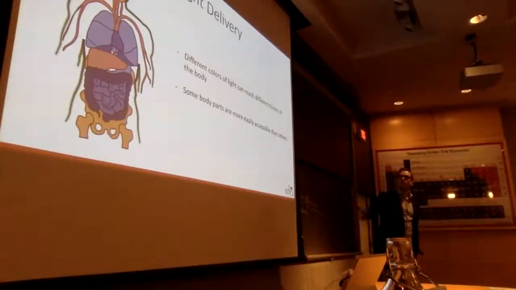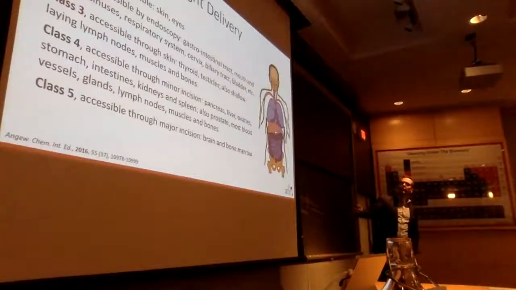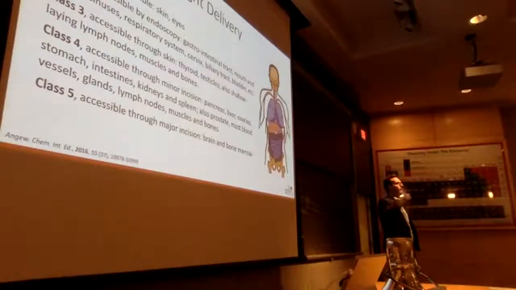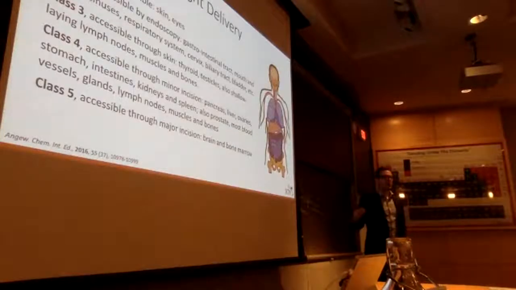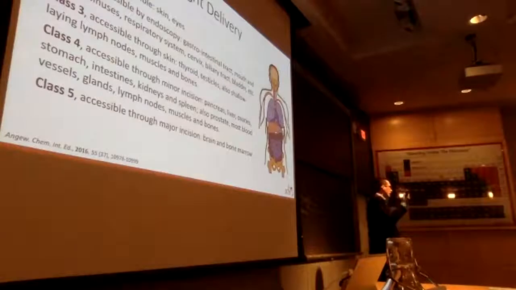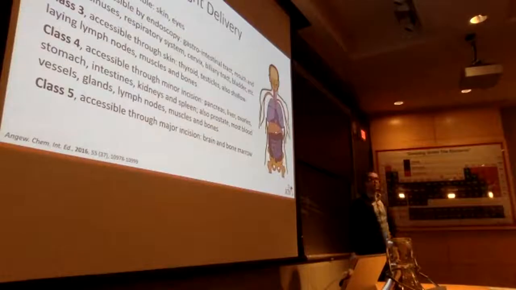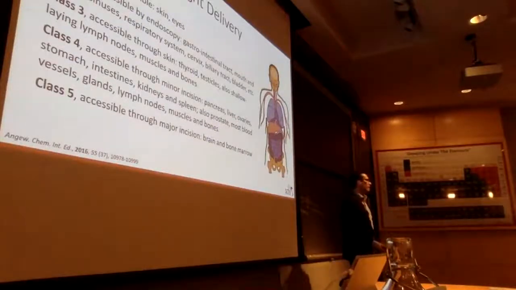And so what we've done two years ago was to come up with a kind of classification, a framework, to think about how different diseases could be treated, and for that you really have to think about how we actually approach these different organs. And so the easiest access would be just skin and eyes, right? Because eyes are designed to take up light, and skin as well. For example, melanoma, like skin cancer, would be something that would be very easy to treat by light.